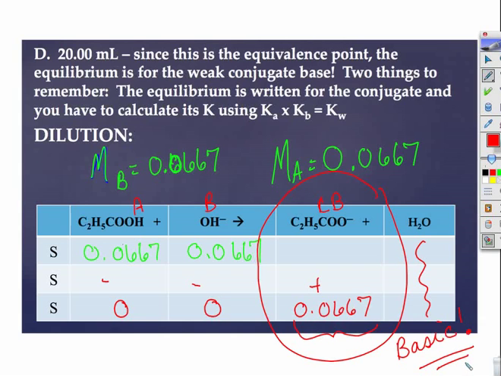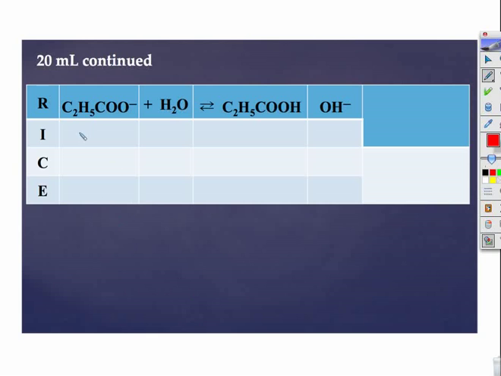Not because stronger one wins, that's just a trick. Our equivalence point is basic because we have a weak base present. It's the only thing present other than water, and we're pretty much ignoring contributions from water, by the way. That's the only thing present. That's why it's basic. You have to be able to justify that. You should be able to think about that and understand that.